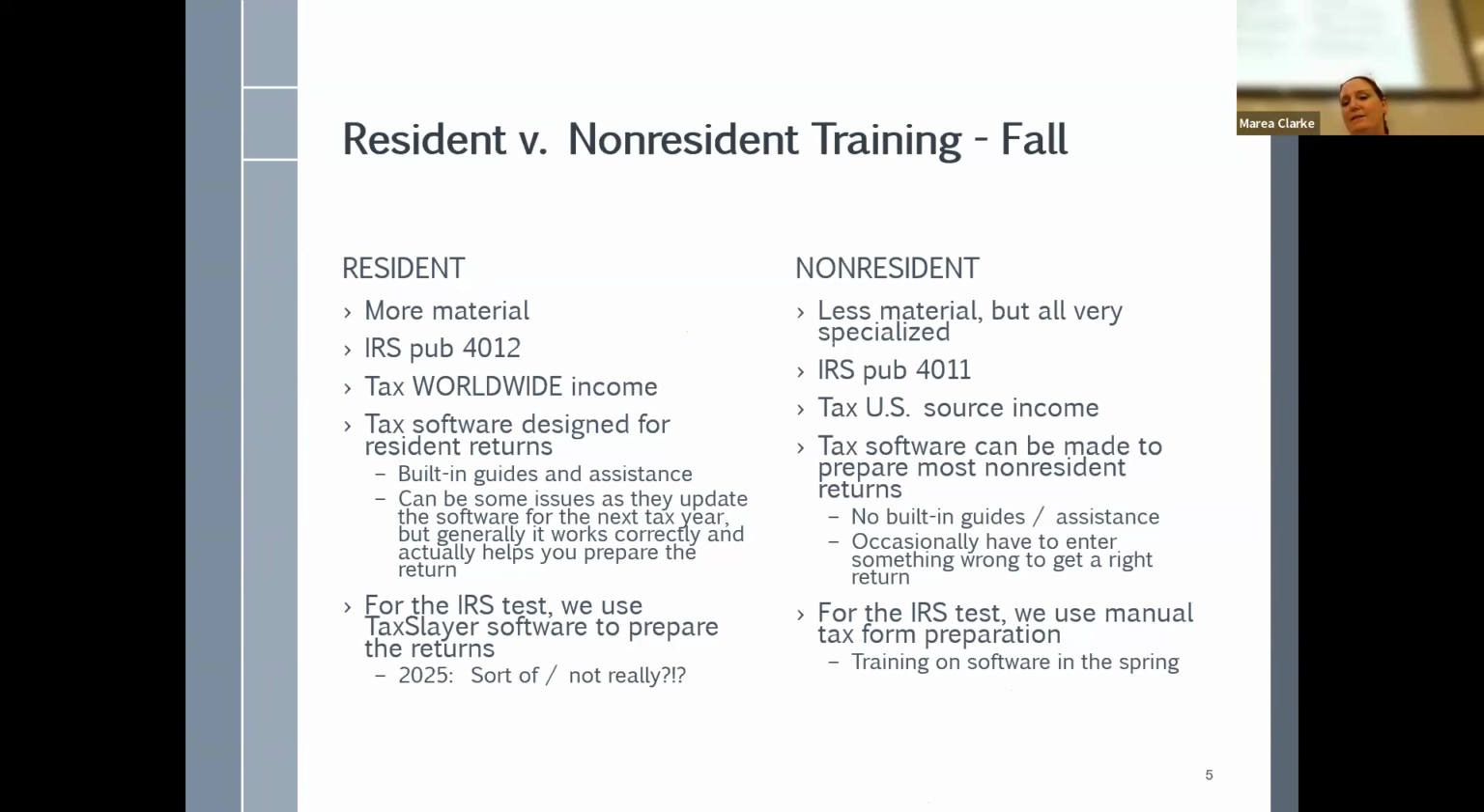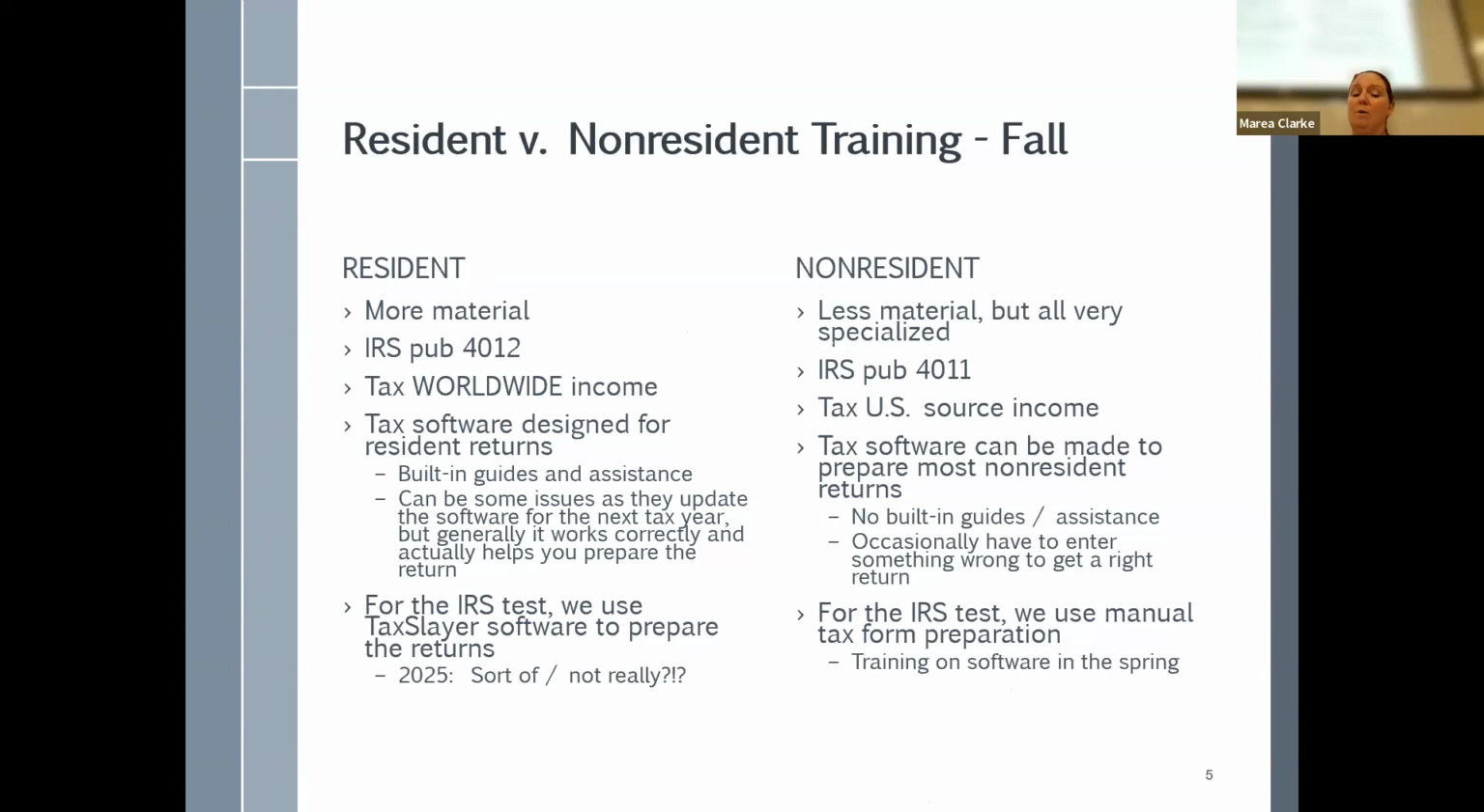For non-residents, the tax software can be made to do non-resident returns, but it is a "can be made," not a "designed to do that." So there aren't any built-in guides or assistance. And occasionally we have to enter something that is wrong to get the return to actually show up correctly. This is why our clients can sometimes need a lot of help, because the software itself doesn't have all of that built-in help for non-residents. But for residents, the software is your friend.